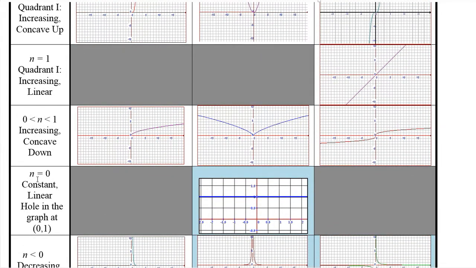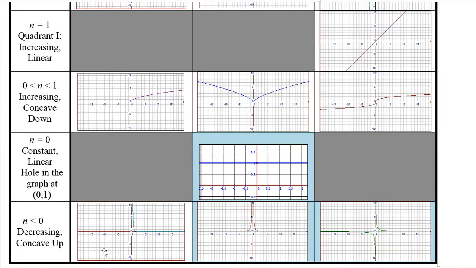When you have n equals 0, that's x to the 0, which is the same as y equals 1, but it has a hole in the graph. We looked at this one really early on in these notes. If n is a negative number, they are all undefined at 0, and the first quadrant looks the same. It's decreasing and concave up with these asymptotes, both vertical and horizontal.